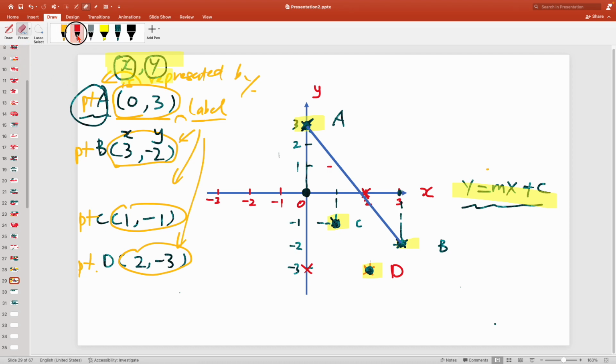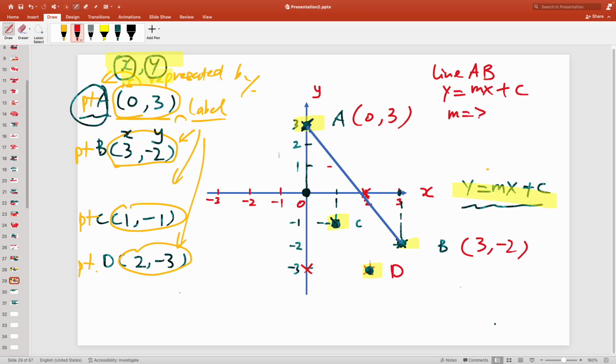So I need to label. We are talking about A and B now, right? Line AB. So point A is 0 and 3. Then this point is 3, read the x first, 3 and negative 2. So I label it here. Good. Now, if you want to find the line AB, it follows this tradition, y equals to mx plus c. So your job is to find out what m is and what c is.